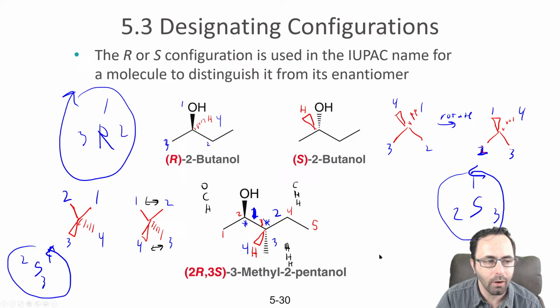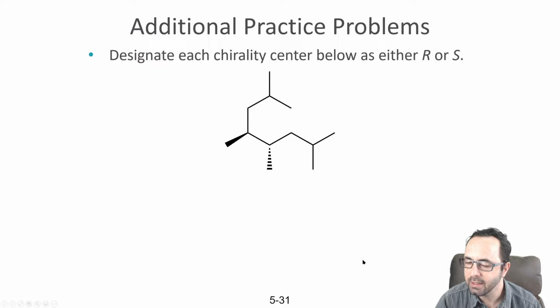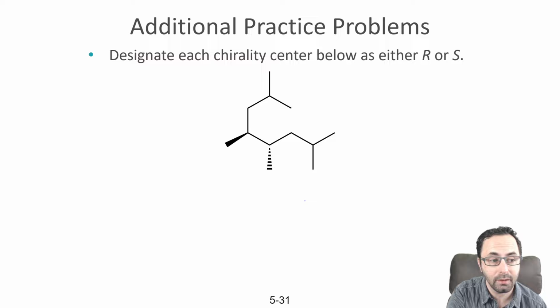So here's one more. Again, if you want to pause this one, go ahead and feel free to do so. So now we're going to designate each chirality center and name this. So pause now. Okay, I'm going to explain to you the answer now. All right, so if we want to name this, I'm going to go beyond just designating R and S. I'm going to name this. So the longest main chain will be right here.